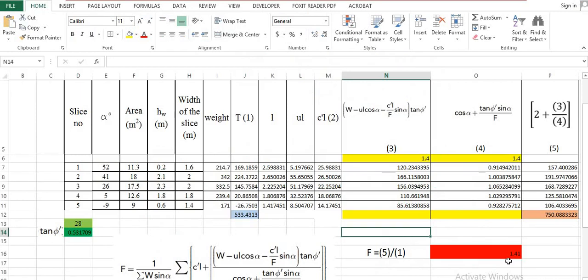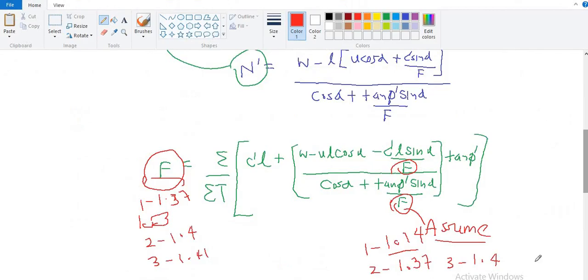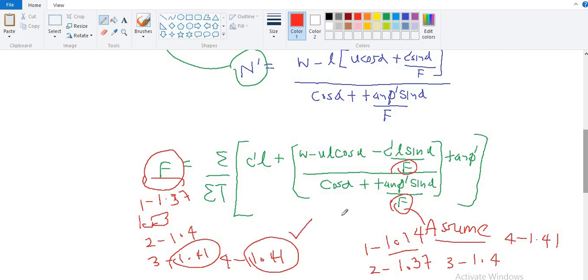So next, I'm going to put 1.41. Now we get the same value, right? So in the fourth step, we got the same value. In the fourth one, we use 1.41 as the input, and the output we also got is 1.41. So if we get the same value in two consecutive outputs, we take it as the correct factor of safety, right?